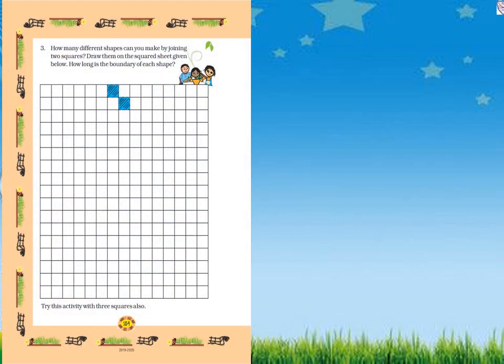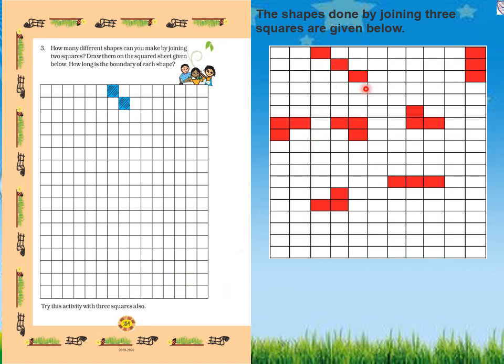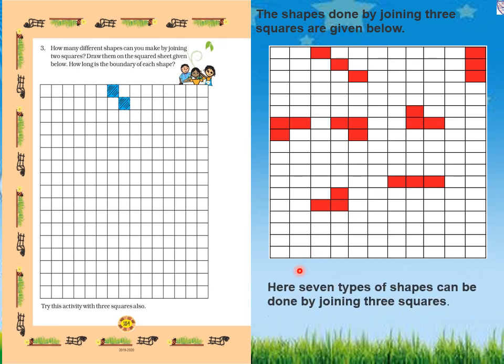Same page. Now here we have to try this activity with three squares. So try this activity with three squares also. So now we have to make three-square shapes. Like this way we can draw the first one, then the second, third, fourth, fifth, sixth and seventh. Here seven types of shapes can be made by joining three squares.